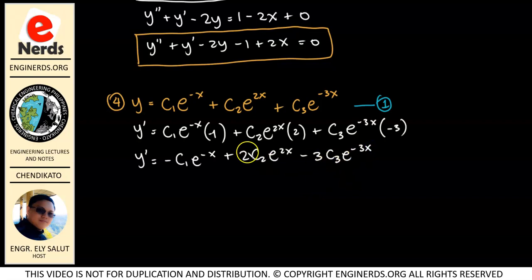Okay, so meron pa rin tayong 3 arbitrary constants. Now, let us name this as equation number 2.